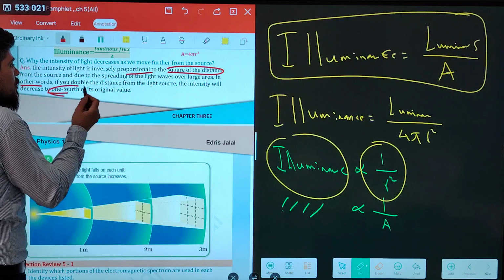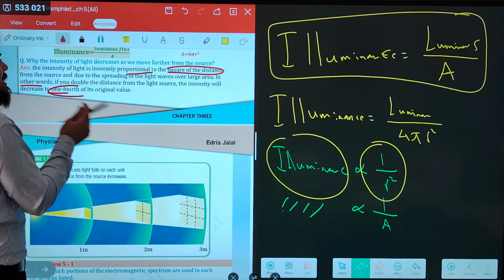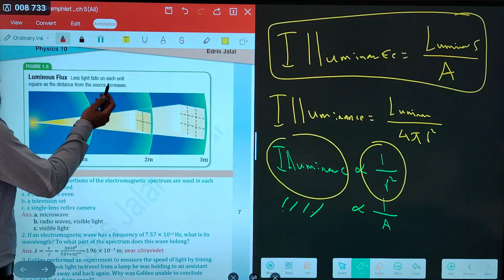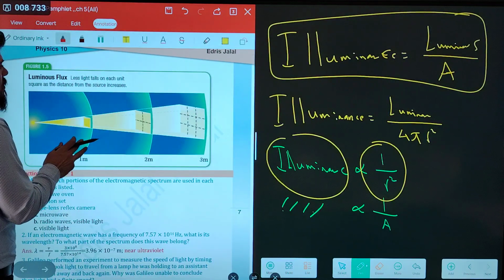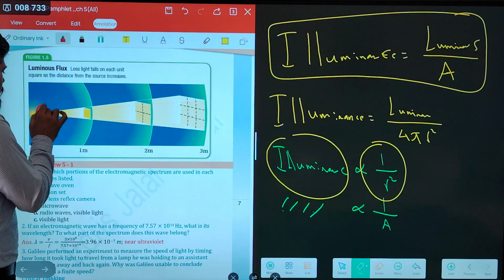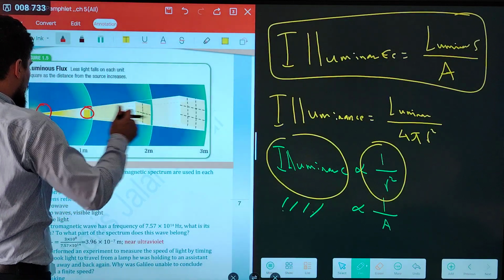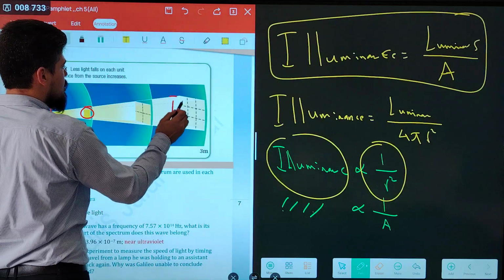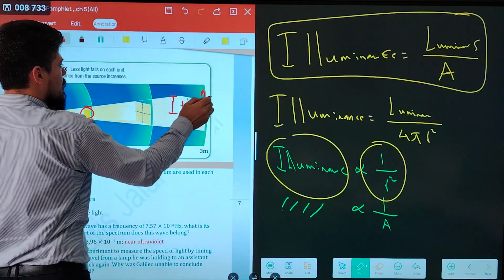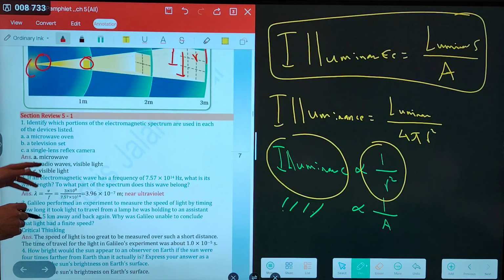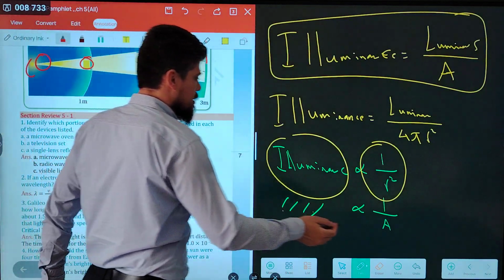If we double the distance, what happens to the intensity of the light? It decreases to 1/4. Less light falls on each unit square as the distance from the source increases. This is luminance and this is illuminance. As we move further from the source, what happens to the intensity? The intensity of the light decreases. Whenever the distance increases, the intensity of the light decreases. Okay, we finished this section, guys.